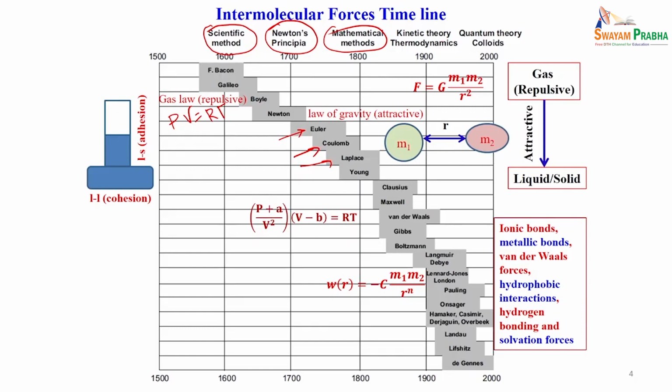This is one example, the Van der Waals equation. If you just see the gas law and the Van der Waals equation, the gas law is applicable only for gases, but in Van der Waals they have added an extra term. This is for the attractive term, this is for the repulsive term in the same equation. Now, this equation is called the equation of state. It means it can apply to both gases as well as liquids.